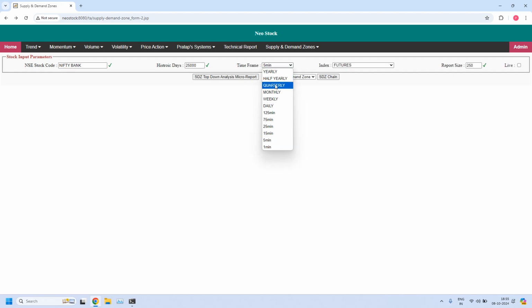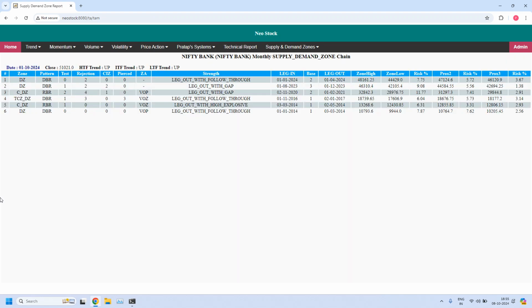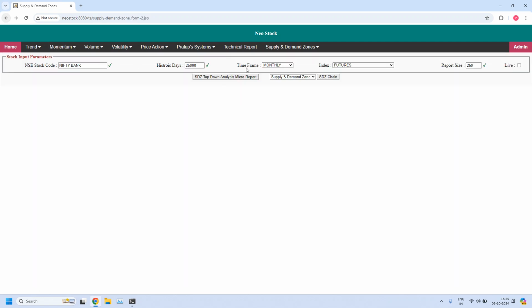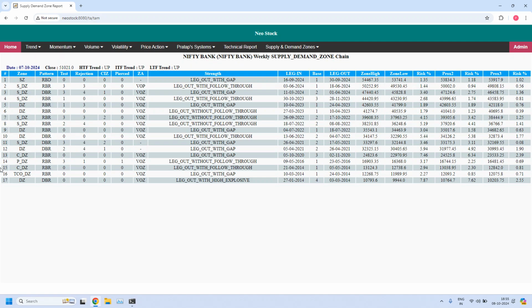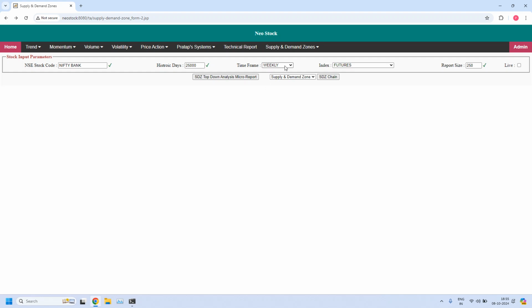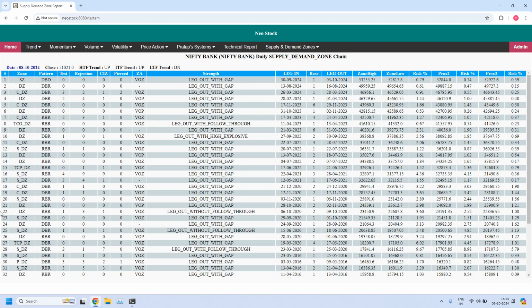Let's start with monthly time frame, generating monthly supply demand zone chain for Bank Nifty. Next time frame is weekly, generating weekly supply demand zone chain for Bank Nifty. The next time frame is daily, generating daily supply demand zone chain for Bank Nifty.